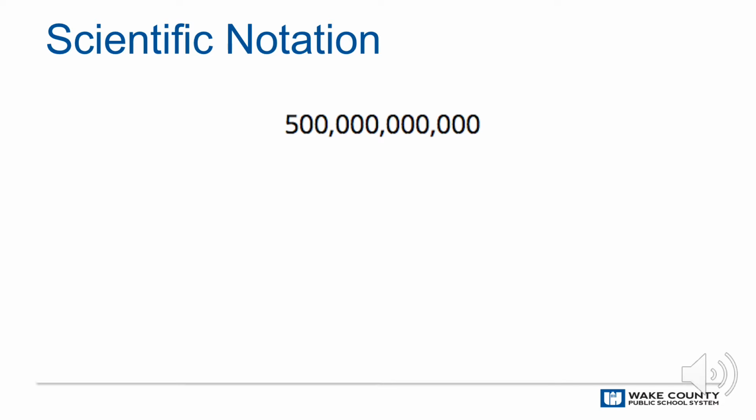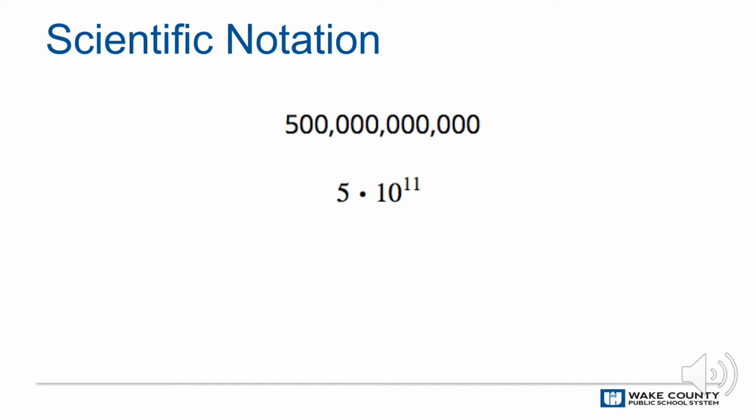Students will use powers of 10 to work with very large or very small numbers. For example, the United States Mint has made over 500 billion pennies. In order to understand this number, we have to count all of the zeros. Since there are 11 of them, this means there are 500 billion pennies. Using powers of 10, we can write this as 5 times 10 to the 11th power.